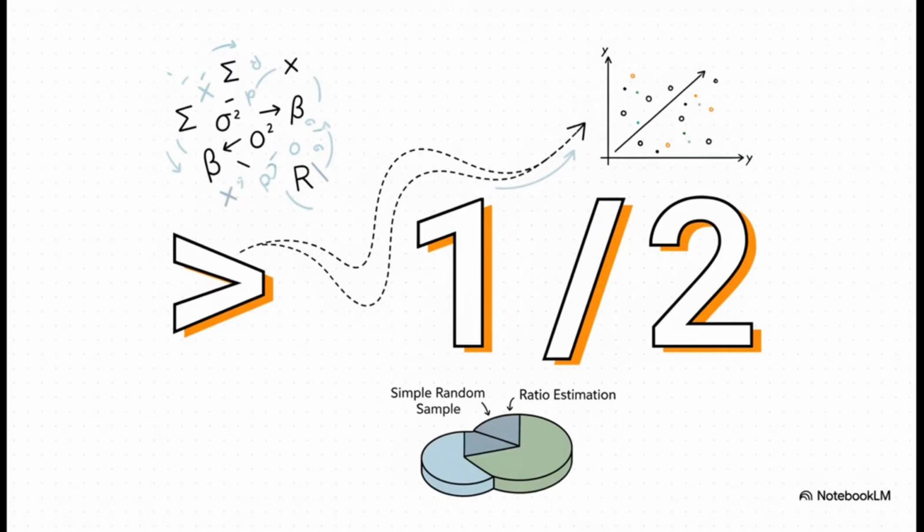And now for the best part. After you do all the algebra, which we won't do right now, you're welcome, it all boils down to this one beautiful, simple rule. Ratio estimation is going to be more precise than a simple random sample whenever the correlation coefficient R between your Y and X variables is greater than 1/2. That's it. A wonderfully simple, practical guideline you can actually use.